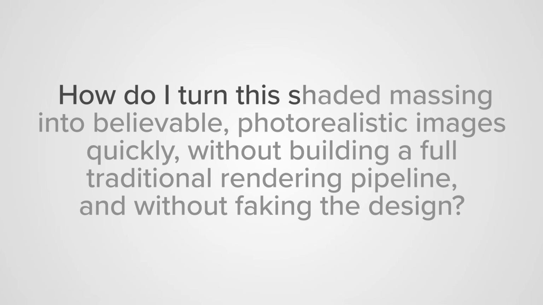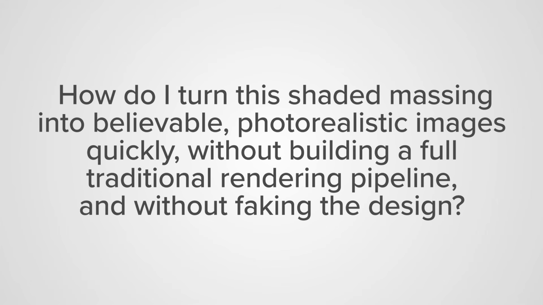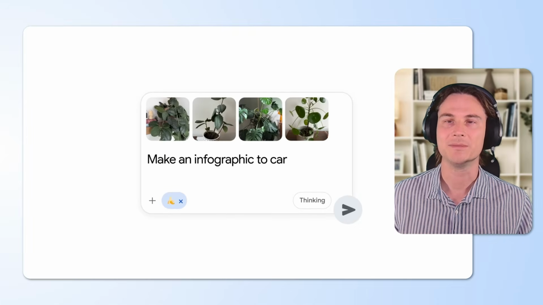The question here is very specific. How do I turn this shaded massing into believable, photorealistic images quickly, without building a full traditional rendering pipeline, and without faking the design? I want the AI to touch materials, light and atmosphere, while the floor counts, proportions and openings stay exactly as in my model. Here, I switch to Nano Banana Pro as the main engine.